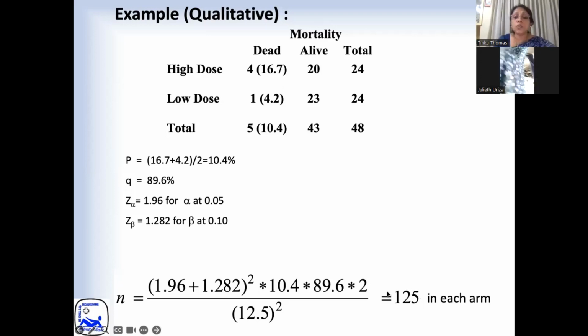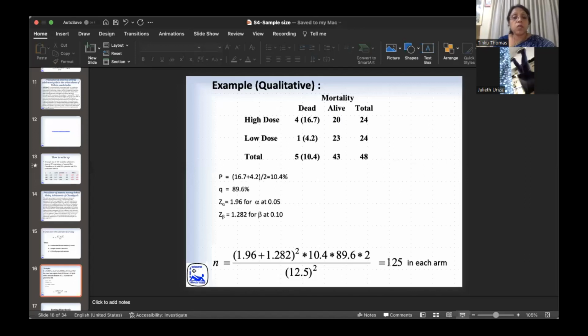Otherwise, you will do a study and land up saying that I do not have sufficient evidence to state that there is a difference. I'm observing a 5% or 6% difference in mortality, which is clinically important, but unfortunately my sample size is not sufficient to state that this is statistically significant. Okay, so we will go back to our stat later.